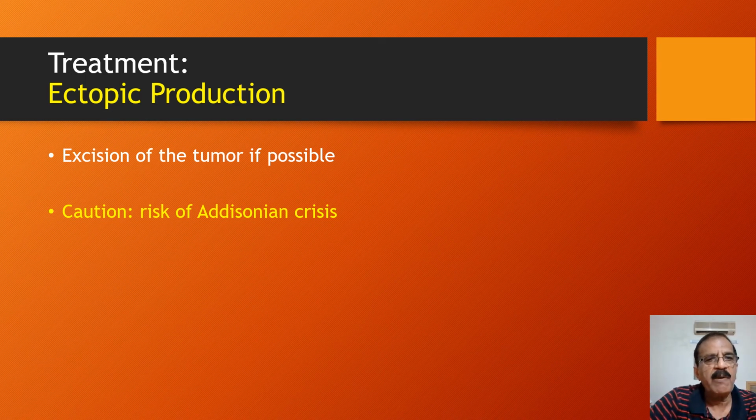If it is ectopic production, excision of the tumor, if possible. Sometimes malignant tumor may be too advanced, may be already metastasized, so it may not be possible to excise, but if possible, then we try to remove that tumor. Again, there is a risk of Addisonian crisis. In all cases of Cushing syndrome, once steroids are stopped or the source of steroids is taken off, then there is possibility of Addisonian crisis, and one must be prepared to handle that situation.